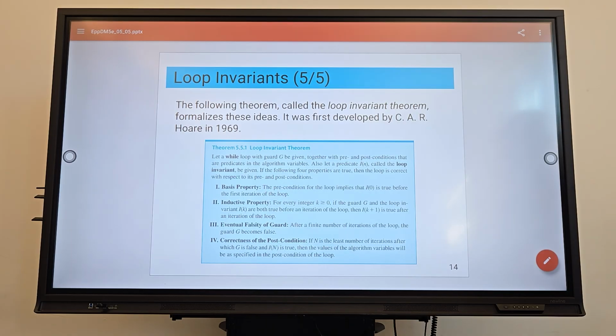Number three, eventual falsity of the guard. After a finite number of iterations of the loop, the guard G becomes false. Number four, correctness of the postcondition. If big N is the least number of iterations after which G is false and I of N is true, then the values of the algorithm variables will be as specified in the postcondition of the loop.